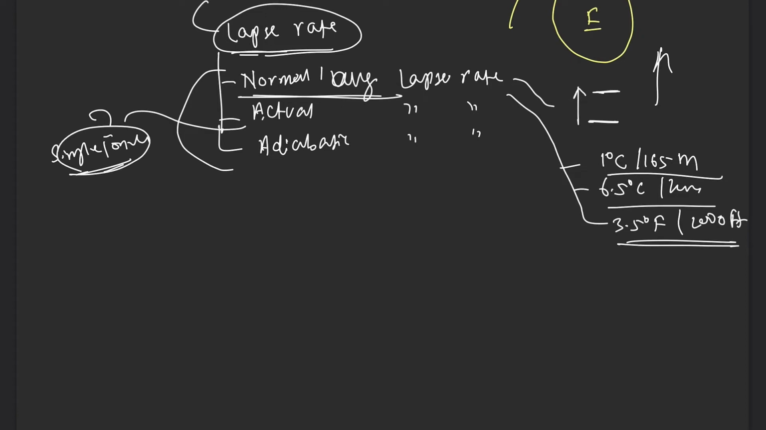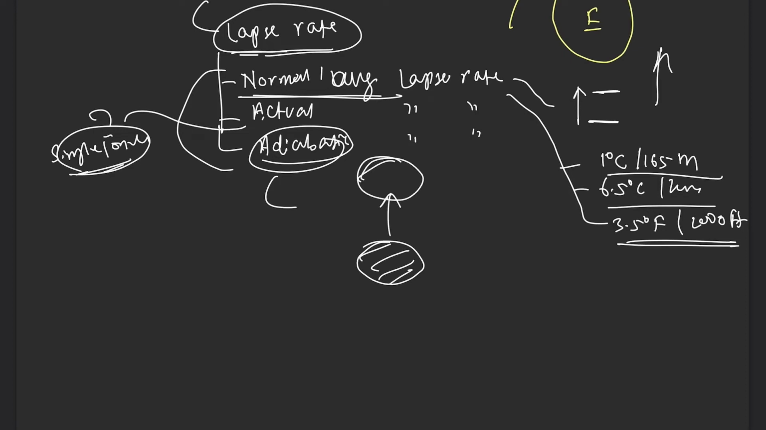Then what is the adiabatic lapse rate? We know that when temperature increases at the Earth's surface, the air mass becomes lighter and moves upward. So when this air mass, after heating up, moves upward, suppose from place A to place B, how does the change in temperature happen?